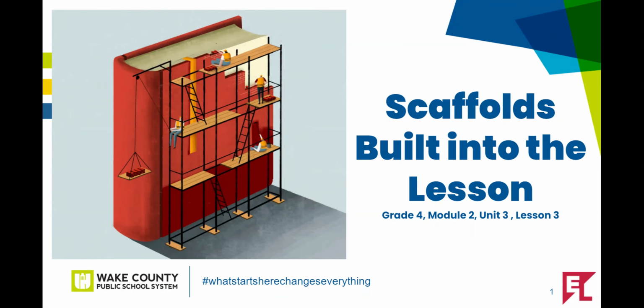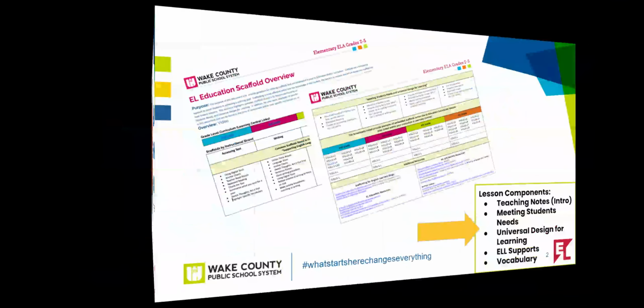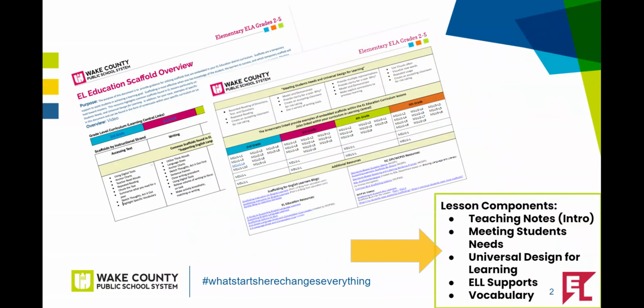Throughout this learning opportunity, we'll focus on examples of scaffolds that already exist within EL Education lessons using Lesson 3 from Grade 4, Module 2, Unit 3. An EL Education Scaffold Overview document for elementary ELA grades 2 through 5 can be found in Learning Central under the appendix within each grade level module and in the teacher planning tools for your grade level curriculum. Please refer to this document for additional supports as you plan.